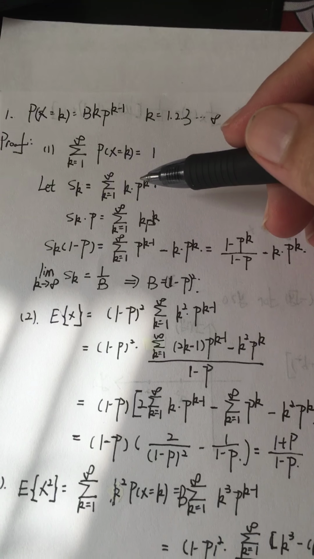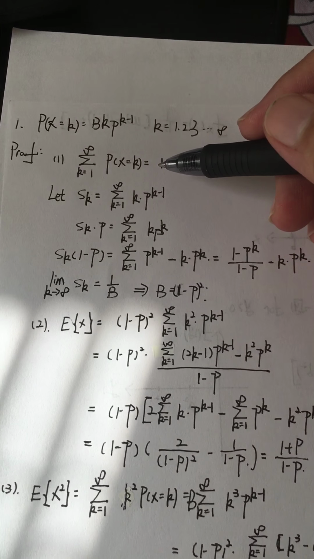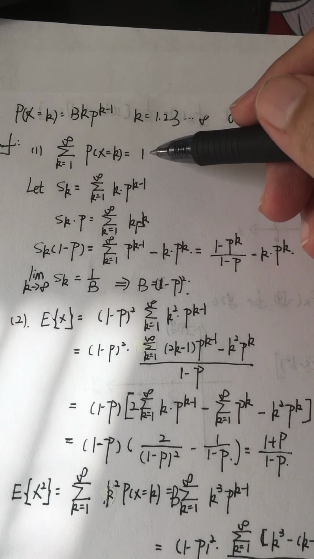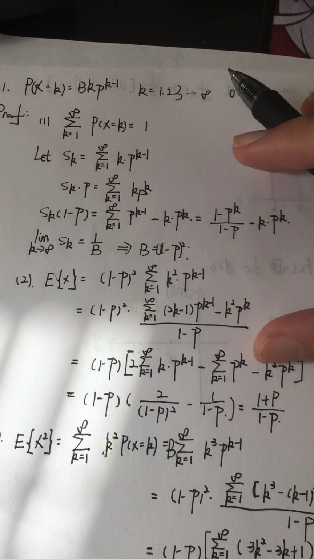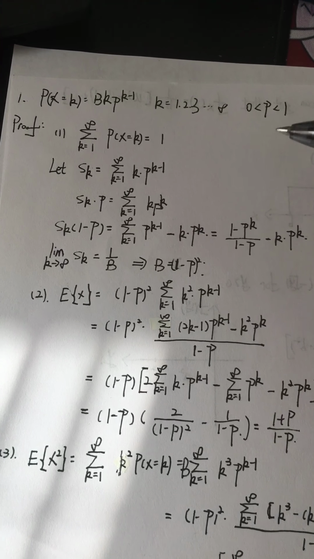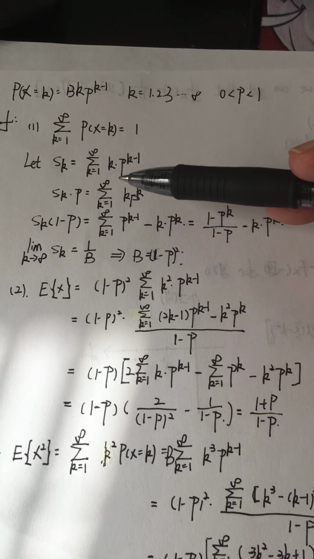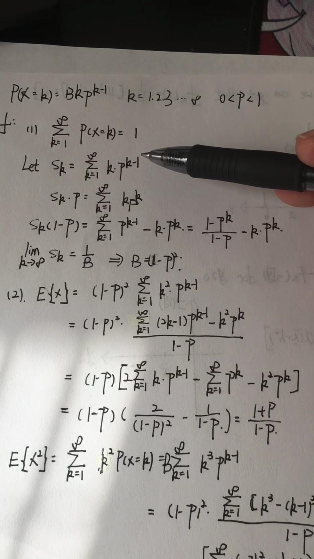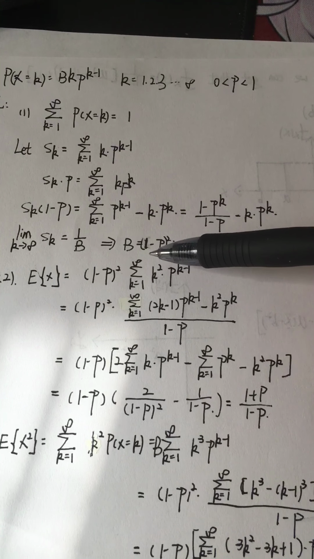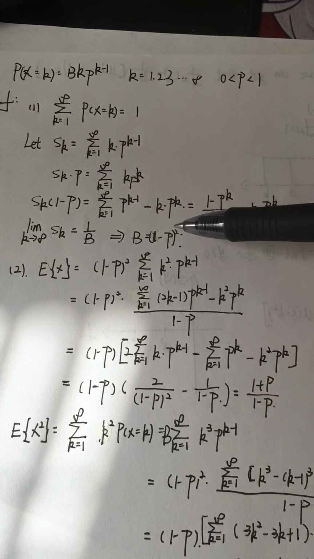The first question: if we want to find b, first we must know that the sum of P(X = k) must equal 1. So we can first find the sum of k times p to the power of k minus 1, and finally find that b is equal to 1 minus p squared.